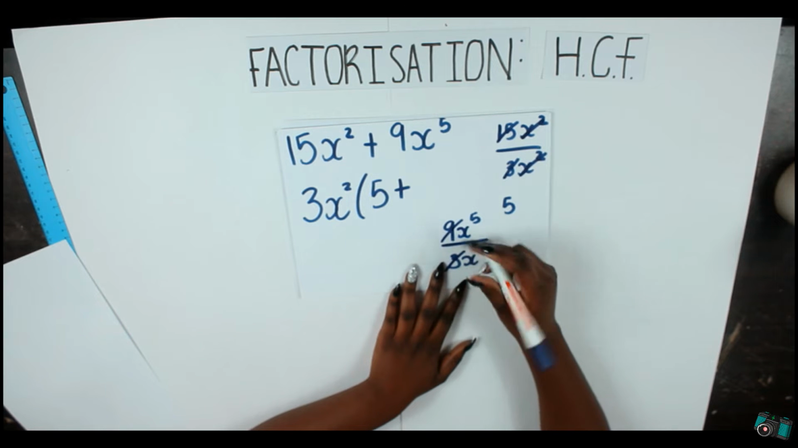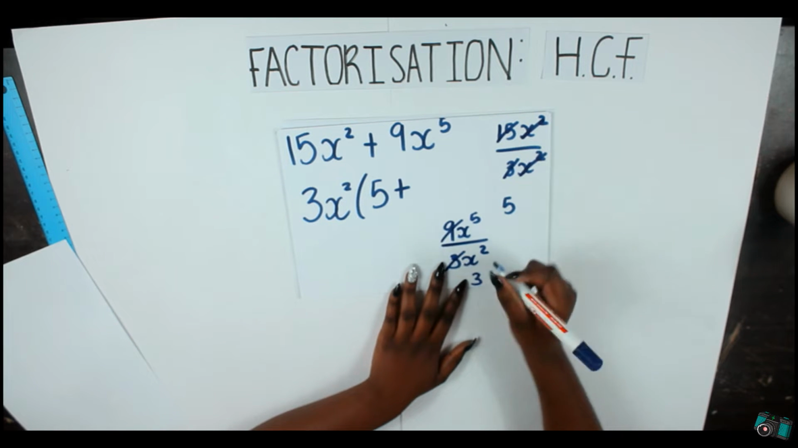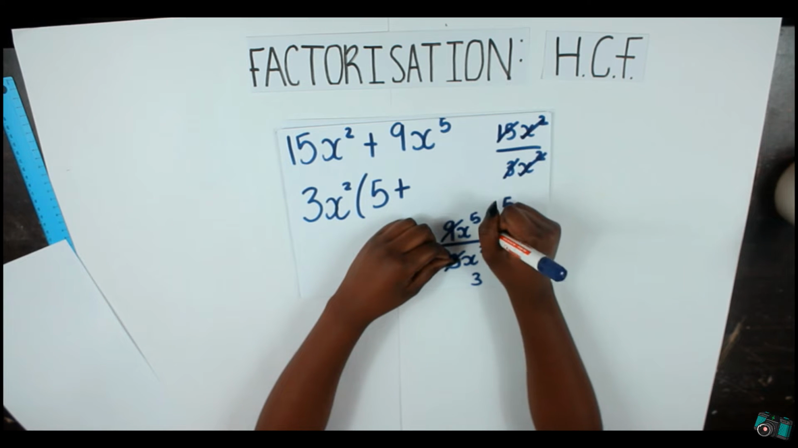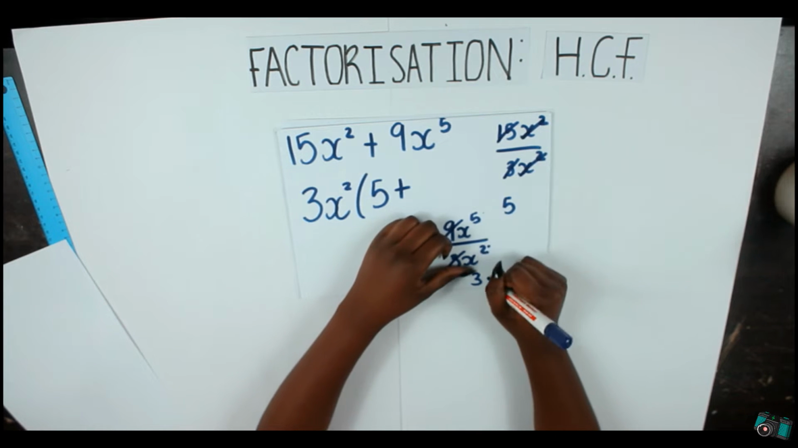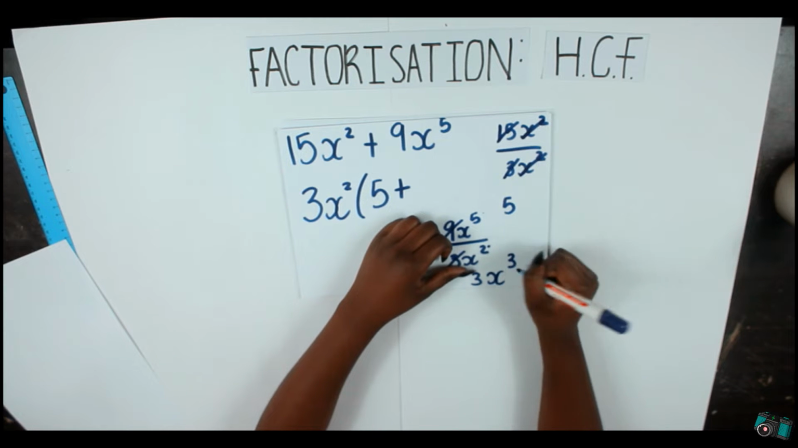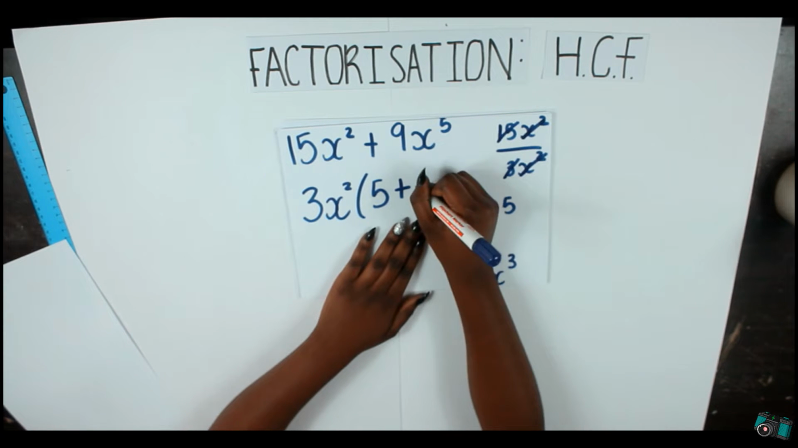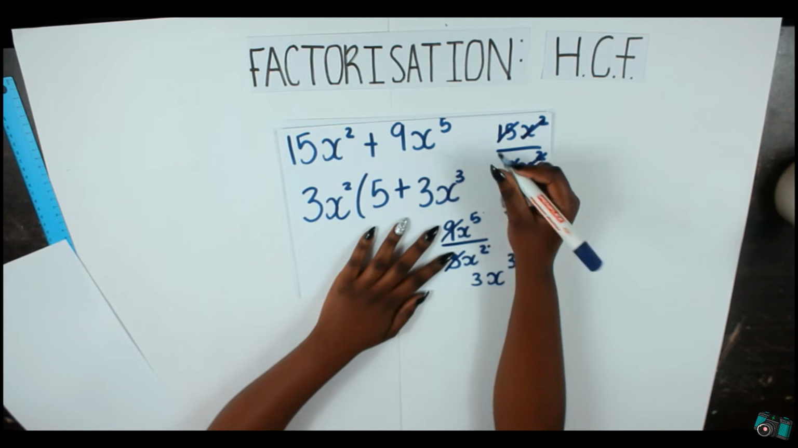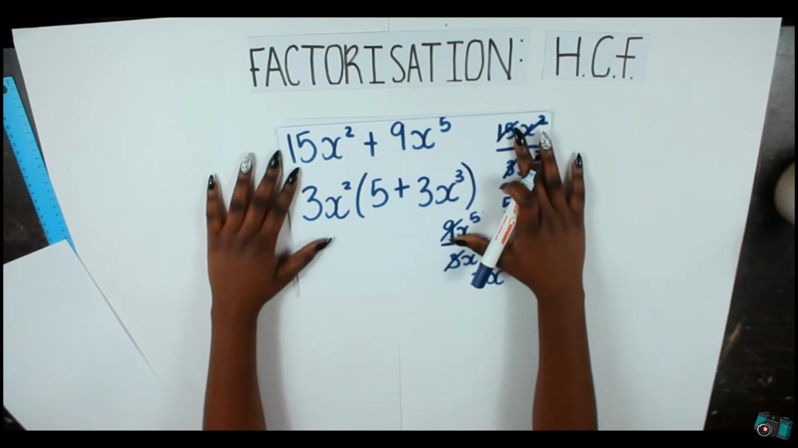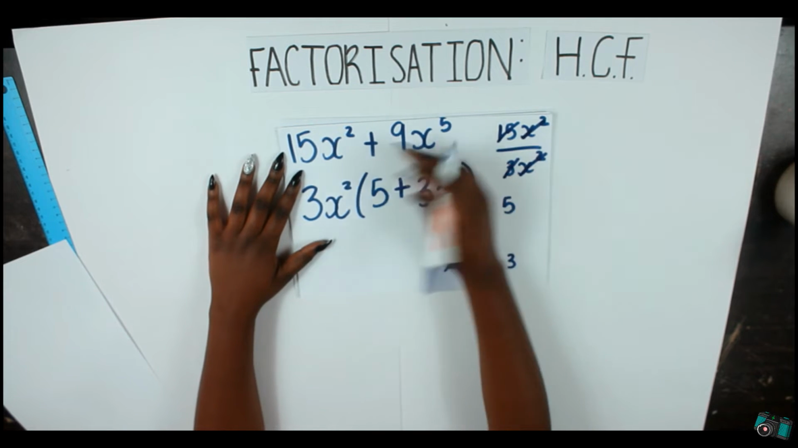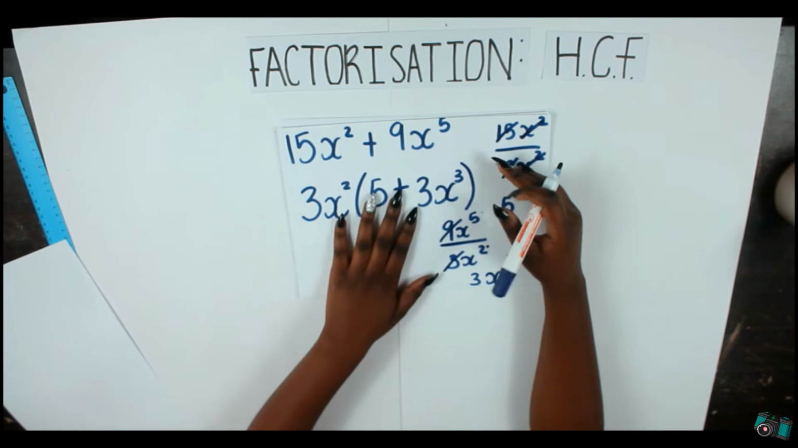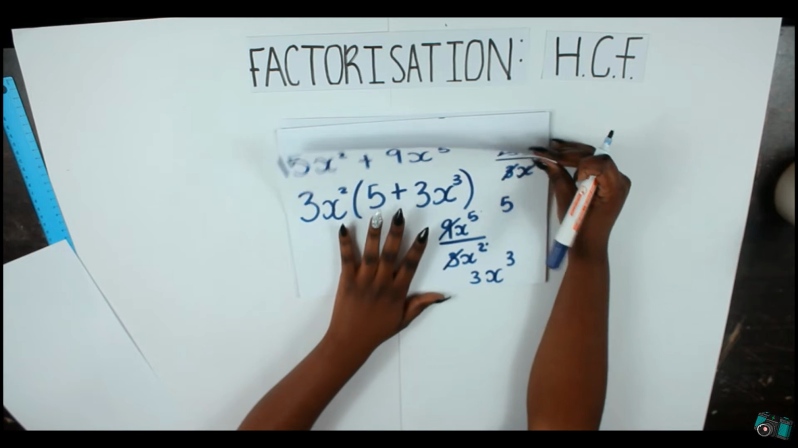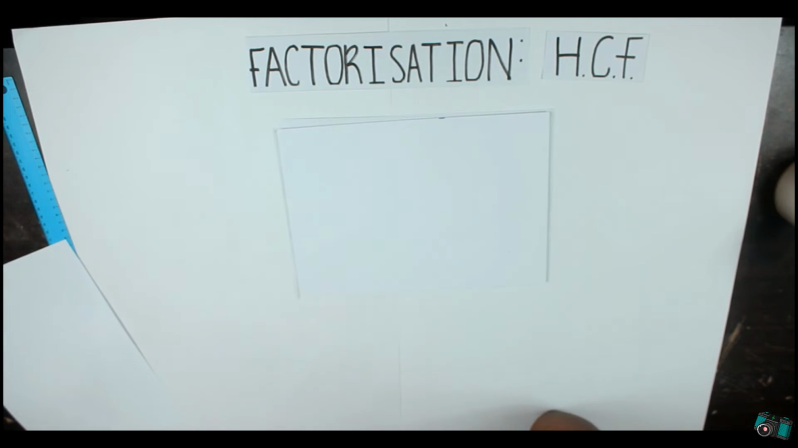Divide by 9 divided by 3, then you have 3. Remember, if you're dividing, you subtract your exponents. So it's going to be 5 minus 2, which gives you x to the power of 3. So you have 5 plus 3x to the power of 3. And that's where you stop. You don't go back and multiply in because you have one term. If you go back and multiply in, you end up with the same thing that you had at the top. And that starts a never-ending cycle.